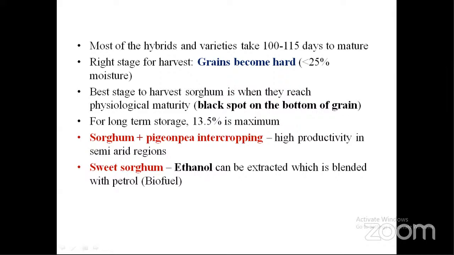It gives grain yield like normal sorghum, and ethanol can be extracted from the stem stalk, and the leaves can be used as livestock feed, like fodder for livestock.